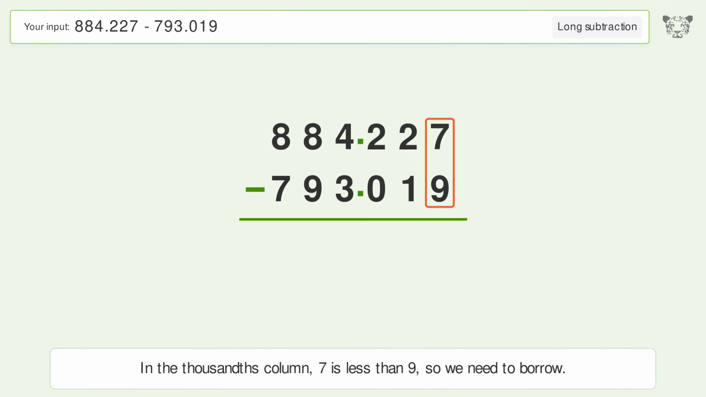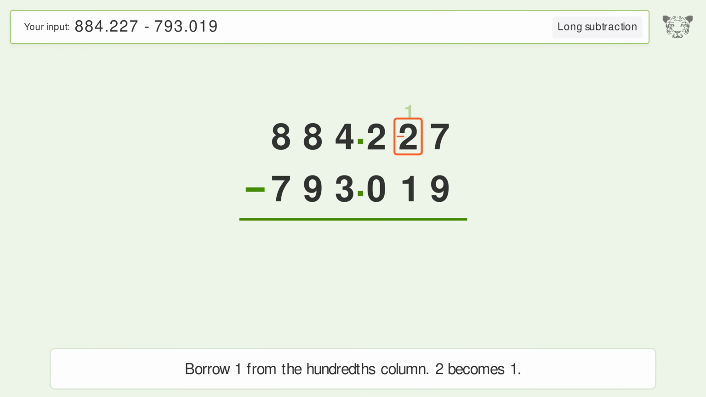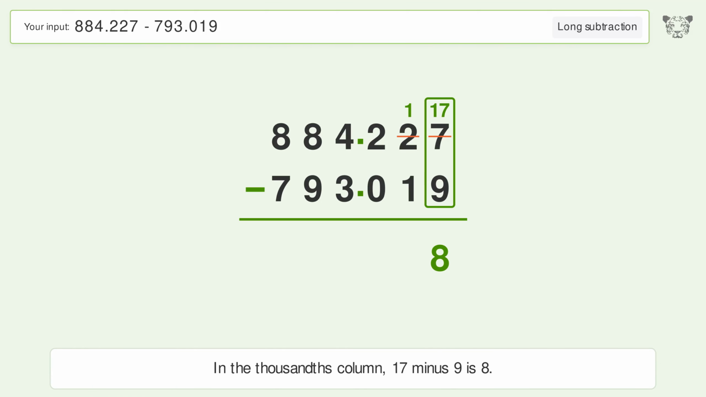In the thousandths column, 7 is less than 9, so we need to borrow. Borrow 1 from the hundredths column. 2 becomes 1. The 7 in the thousandths column becomes 17. In the thousandths column, 17 minus 9 is 8.